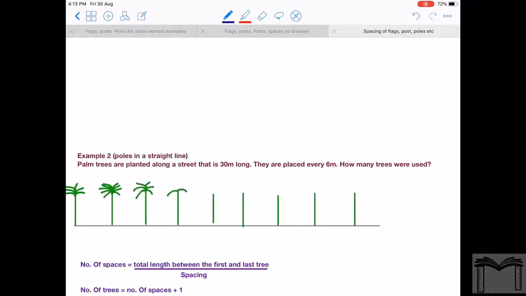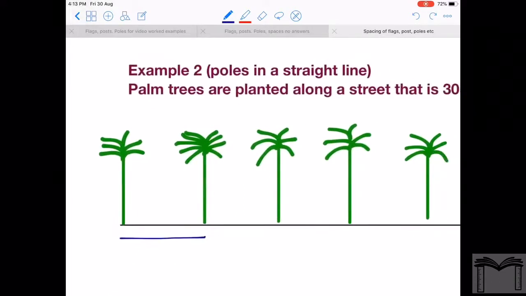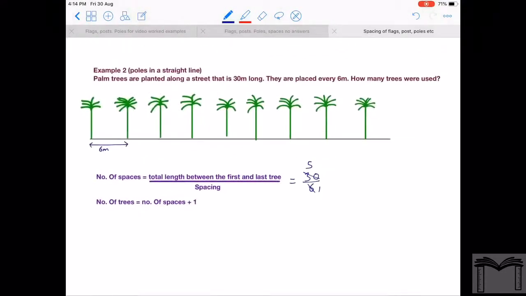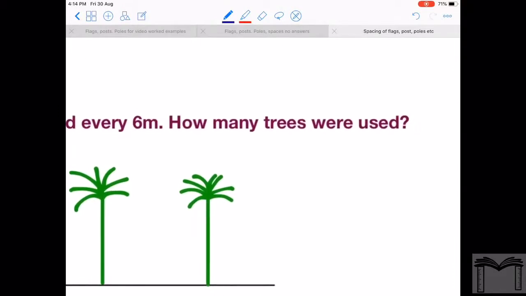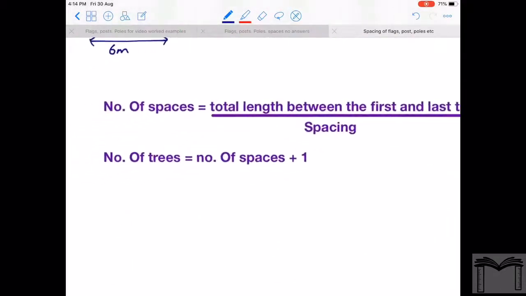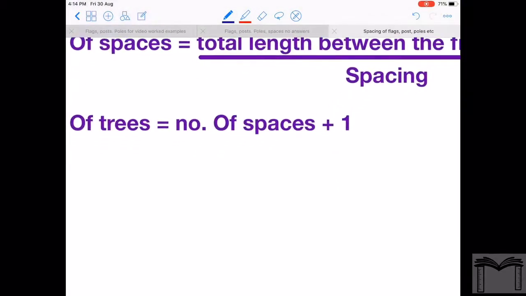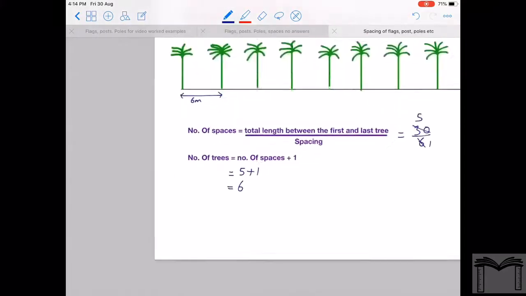They told us that the total length is 30 meters. So the formula for the number of spaces is number of spaces is equal to the total length, which is 30 meters, divided by the spacing, which is 6 meters. 30 divided by 6 is 5, so the number of spaces is 5. In order for us to determine the amount of trees, similar to the previous example, the number of objects would be 1 more than the number of spaces. So since we got 5 spaces, the number of trees would be 5 plus 1, which is 6. Your answer is 6 trees.